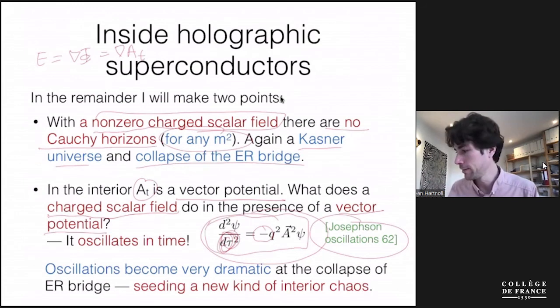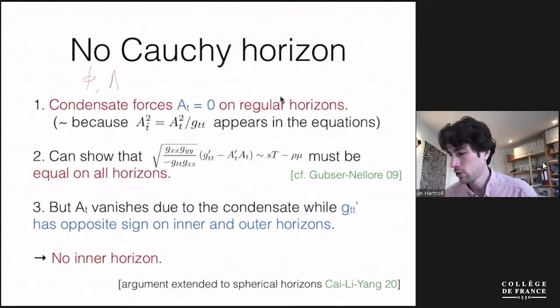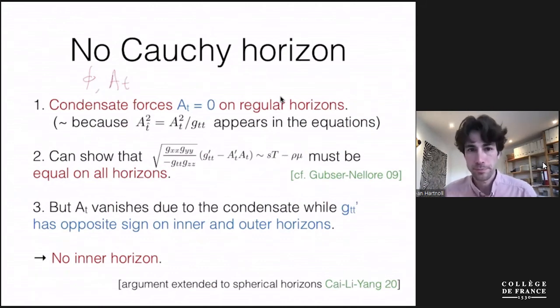But so let's see. We'll get there. First, let me tell you about the Cauchy horizons. Here's the theorem I want to show: if you have a charged scalar field in a charged black hole, so these are both not zero, then you cannot have a Cauchy horizon.